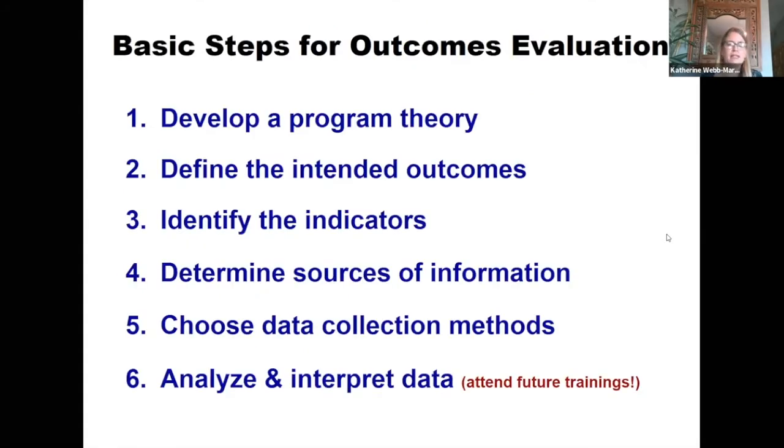So, basic steps. First things first, develop a program theory, which can help you define what your intended outcomes are. From there, you need to really think about what are the indicators, the specific evidence that you're going to measure to demonstrate that you are being successful towards those intended outcomes. You determine where you're going to get that evaluation data from, and then you're going to choose the methods to collect that data. Lastly, of course, you need to analyze and interpret the data.